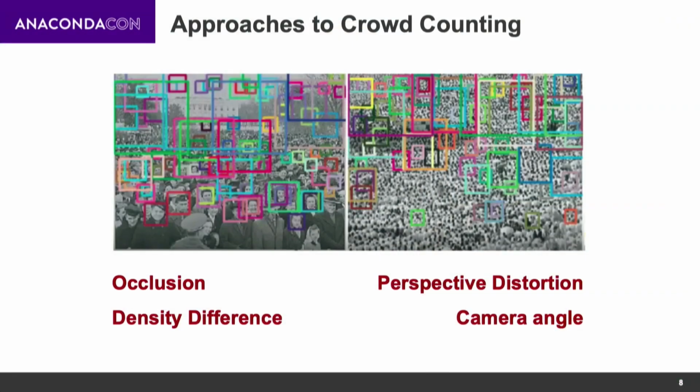And then camera angle could be a real killer. On the right-hand side, you see a top-down shot, which is very different from what you see on the left-hand side. So all of these are challenges where detection-based approaches very quickly fail.